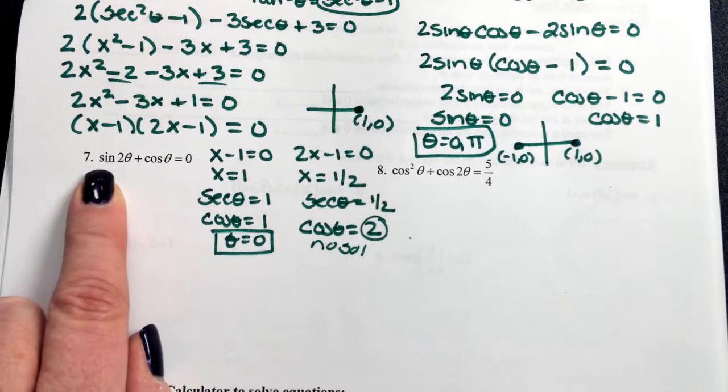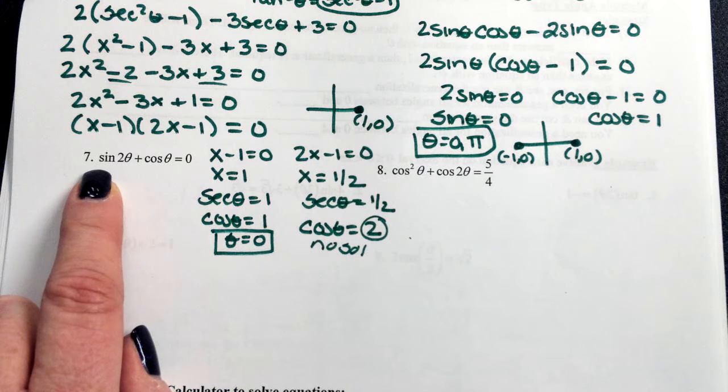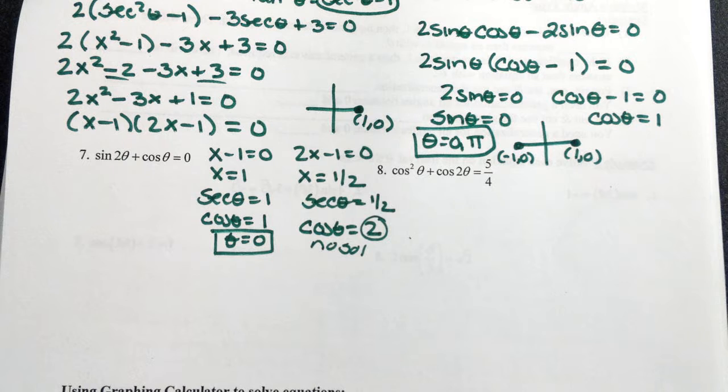Number 7. What do you think you're going to have to do in number 7? Double angle. Go ahead and try number 7 on your own.